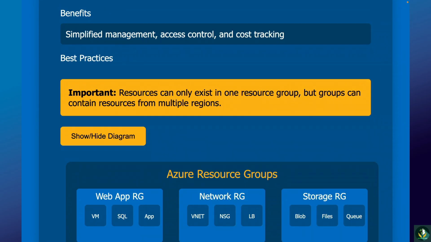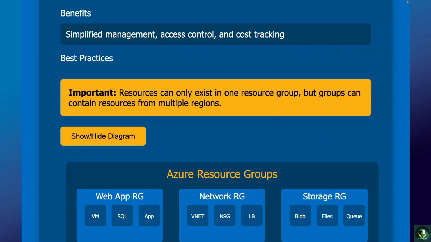First and foremost, simplified management. Resource groups allow you to manage and deploy multiple resources as a single unit. This is particularly useful for complex applications that use multiple Azure services. Then, access control. By using Azure role-based access control, you can apply specific permissions to a resource group, which then apply to all resources within that group.